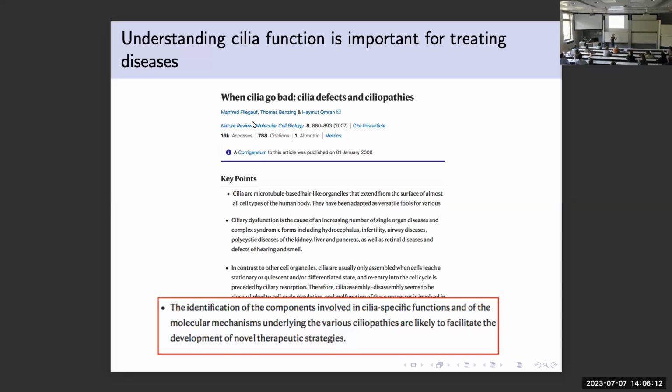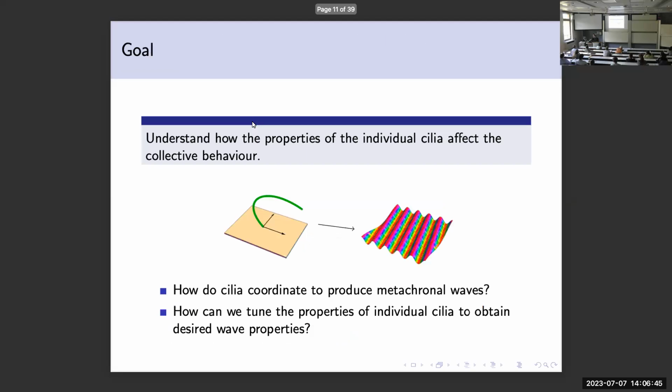One thing about metachronal coordination is that it's particularly important for efficient fluid flow. The purpose of these cilia is to create fluid flow for various tasks that I've just mentioned. But if you want efficient fluid flow, various groups have shown in the past that metachronal coordination is the way to get it. So if you want efficient fluid flow, you need that coordination. If we want to understand how or why things go wrong, it's important to understand how these things work properly.